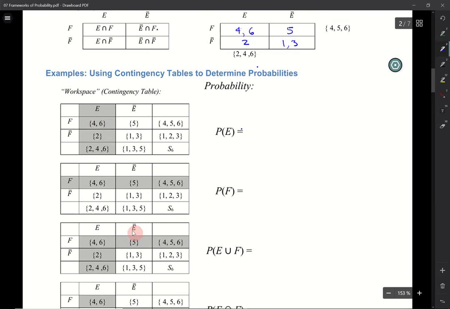So here's our contingency table. How do we use the contingency table to compute probabilities? So what's the probability of E? We already kind of know the answer. It's a half, because there's 3 there and there's only 6 elements. So we can just sort of look at it and know that it's a half.